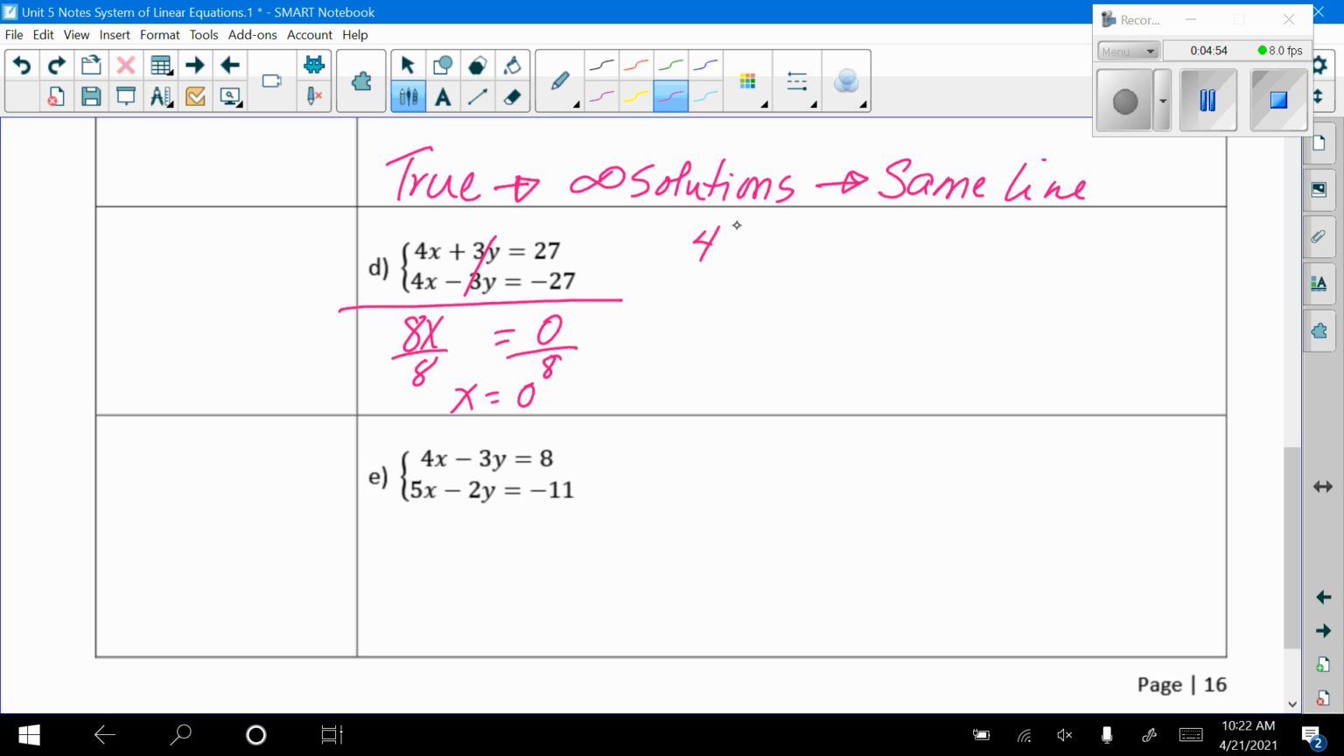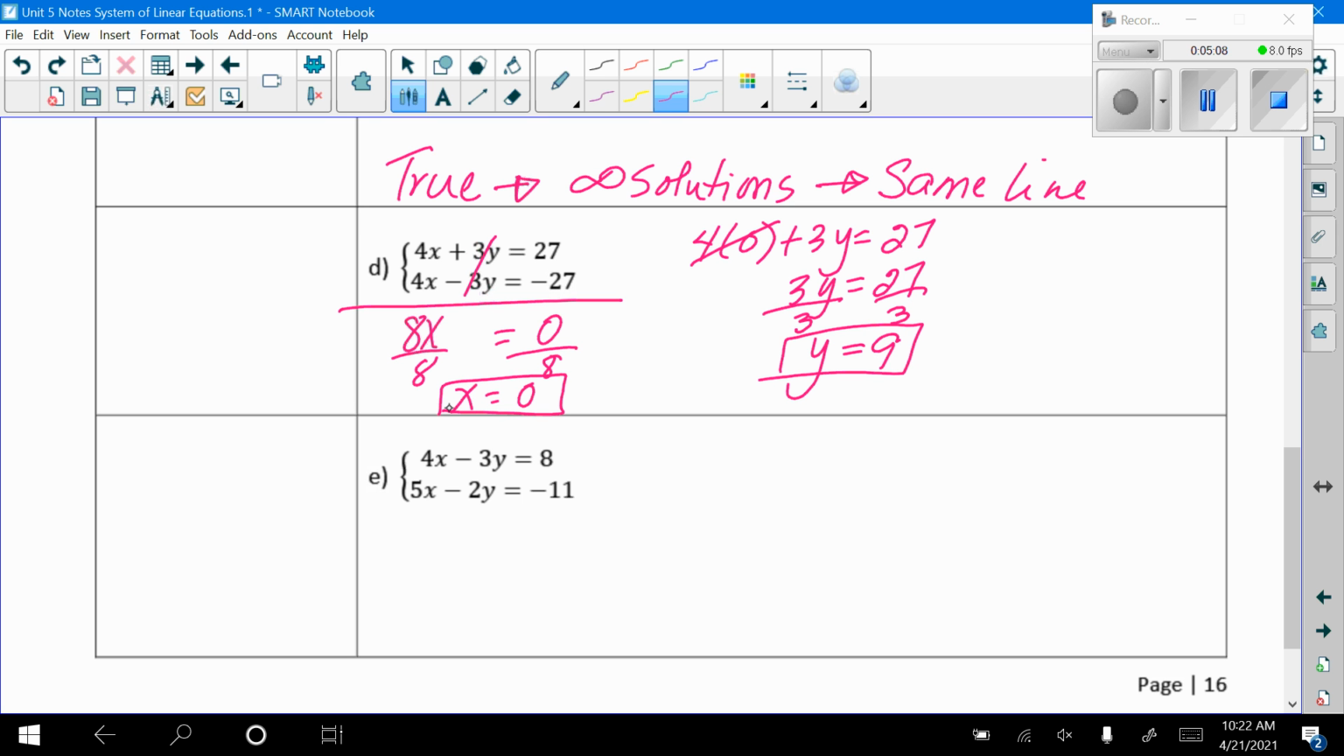I'm going to say 4 times 0 plus 3y equals 27. That cancels, so 3y equals 27, and divide by 3. So y equals 9. Now I have an x value and a y value. So these are intersecting. And so I have one solution. And my one solution is 0, 9. 0 is a number.